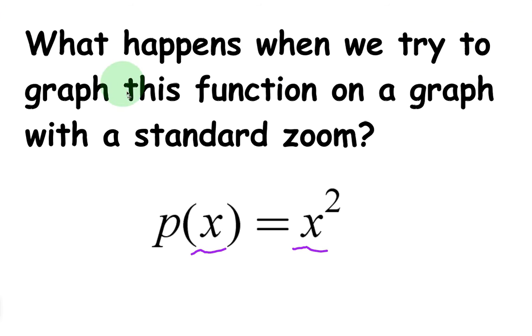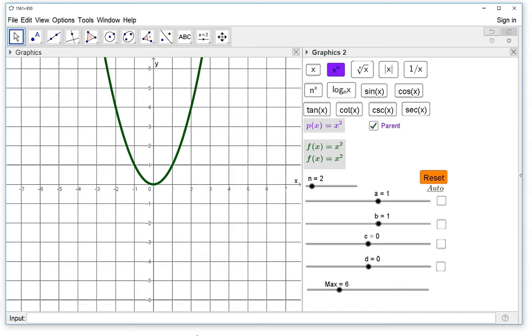What happens when we try to graph the following function with a standard zoom? We have p of x, our parent function, equal to x squared. Well, here we have it right here. As we can see, the vertex quite nicely. We can see it goes up on the left, up on the right. No issues.